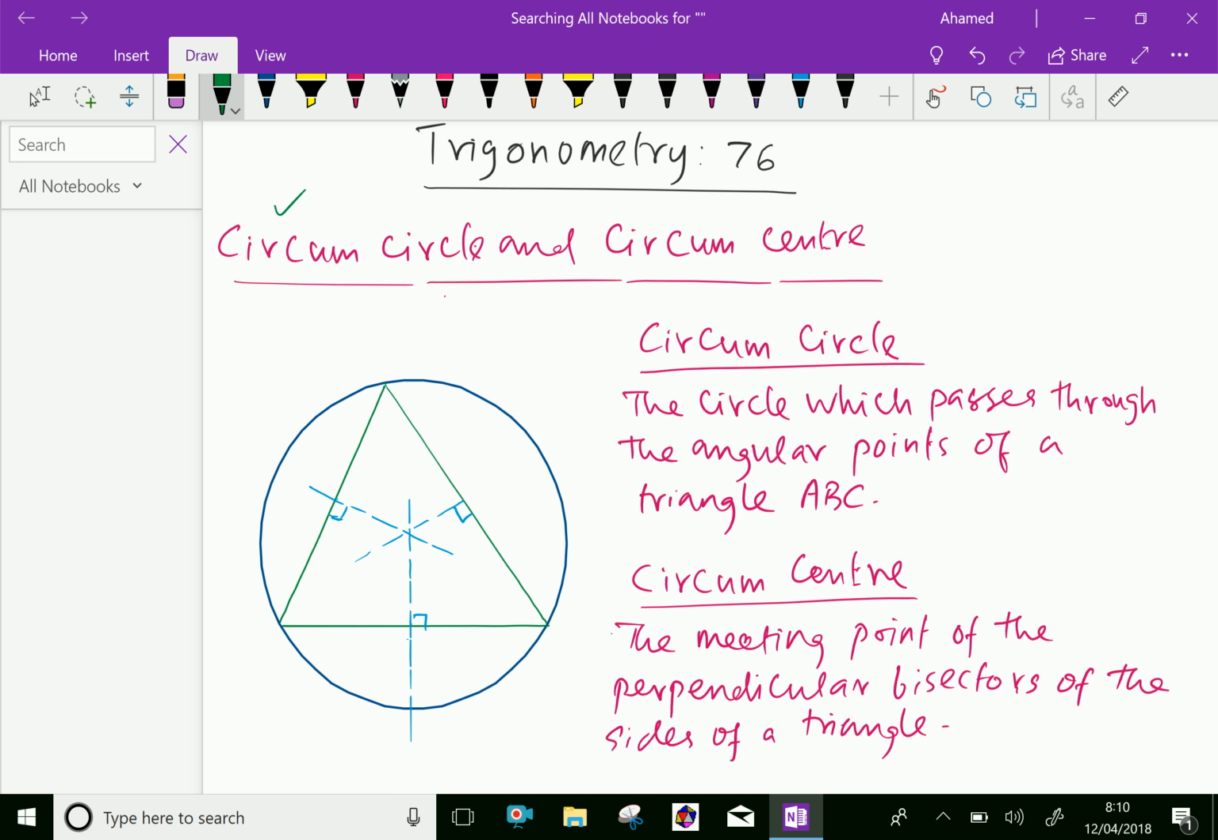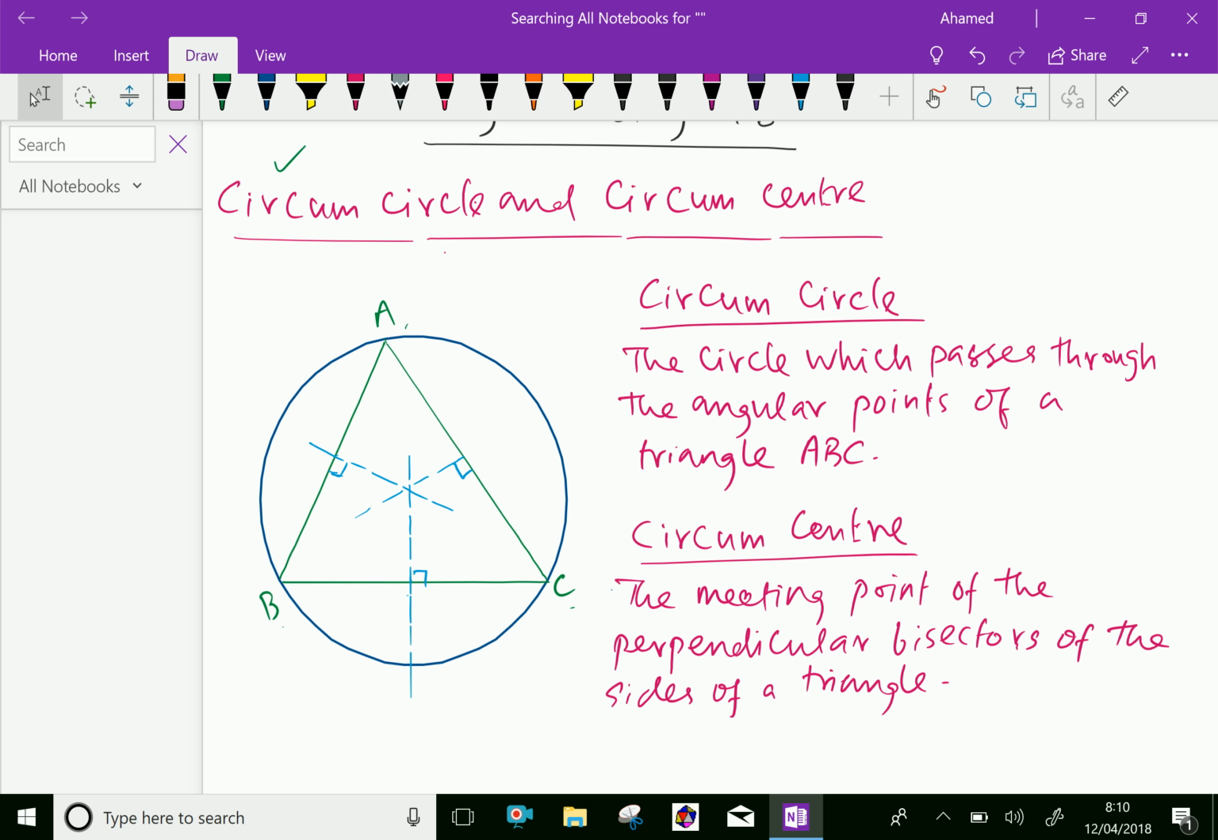In trigonometry, regarding properties of the triangle, let us discuss circumcircle and circumcenter. Look at this figure. Here is the triangle ABC. The circumcircle is the circle which passes through the angular points of triangle ABC. Here the circle is passing through the angular points of the triangle ABC and is called the circumcircle. Now the circumcenter is the meeting point of the perpendicular bisectors of the sides of a triangle. Here the meeting point of the perpendicular bisectors is O. This O is called the circumcenter.